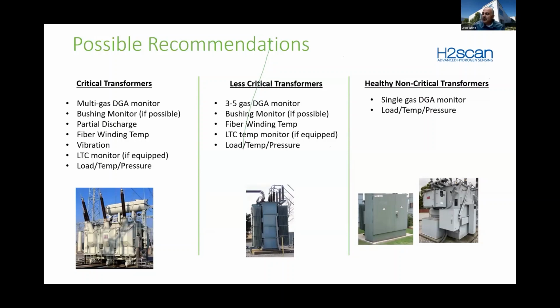And so this just provides some possible recommendations. These are the trends you see for critical transformers. Of course, most everybody on 100 MVA and up, new transformers, they put some kind of multi-gas monitor on. Depending on the voltage, if bushing monitors are appropriate, bushing monitoring is very popular today. Partial discharge is becoming more and more popular. A lot of people are putting fiber winding temperature sensors in. So instead of just using the winding temperature gauge, by installing fiber temperature sensors, you're able to monitor the actual temperature of the winding.